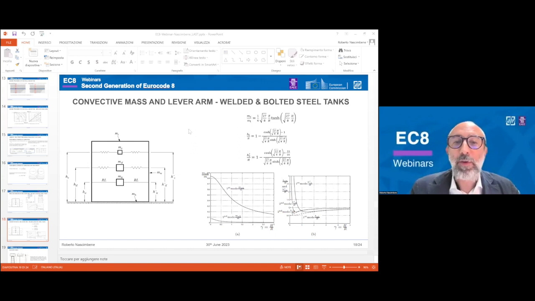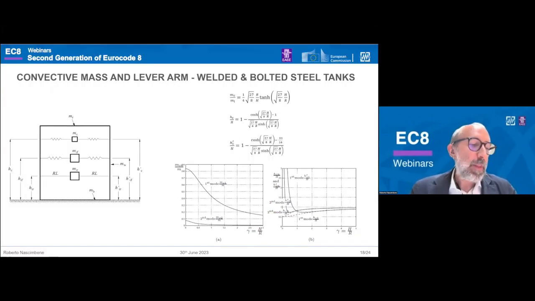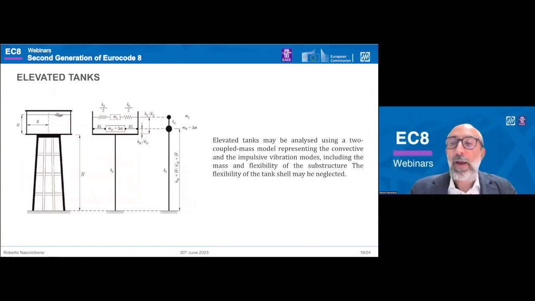I was concluding the convective part, saying that the convective mass is more in case of squat tank, and then I have just a few very easy slides saying that we introduce elevated tank, analyzing that using a two-coupled mass model representing the convective impulse vibration mode, including a component of the elevated staging structure, and the flexibility of the tank can be neglected.